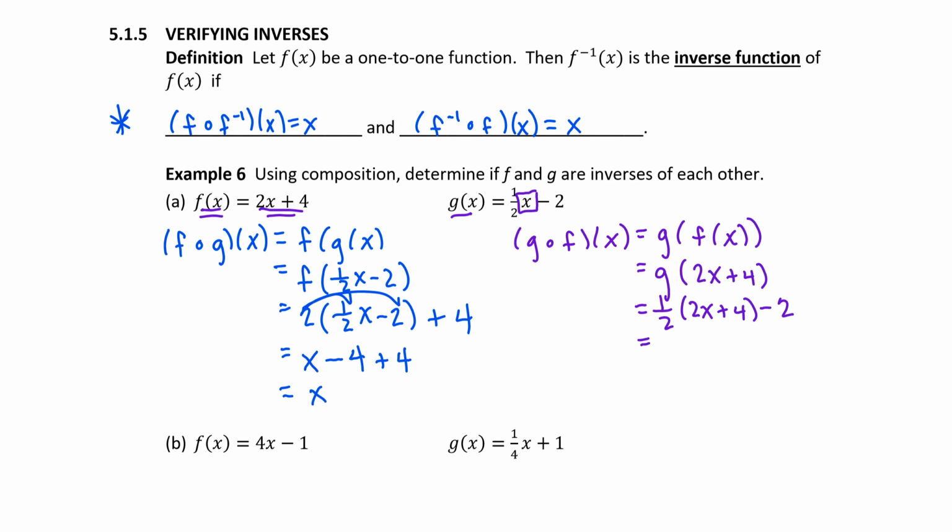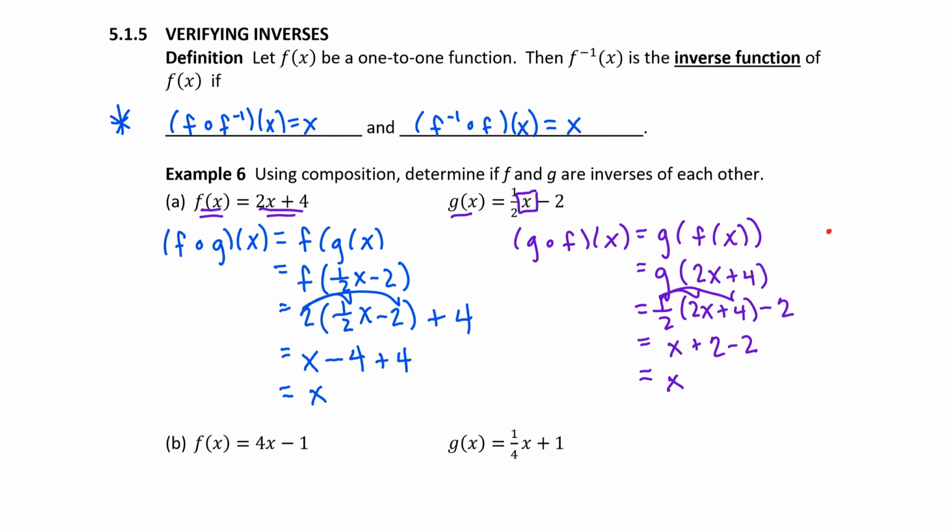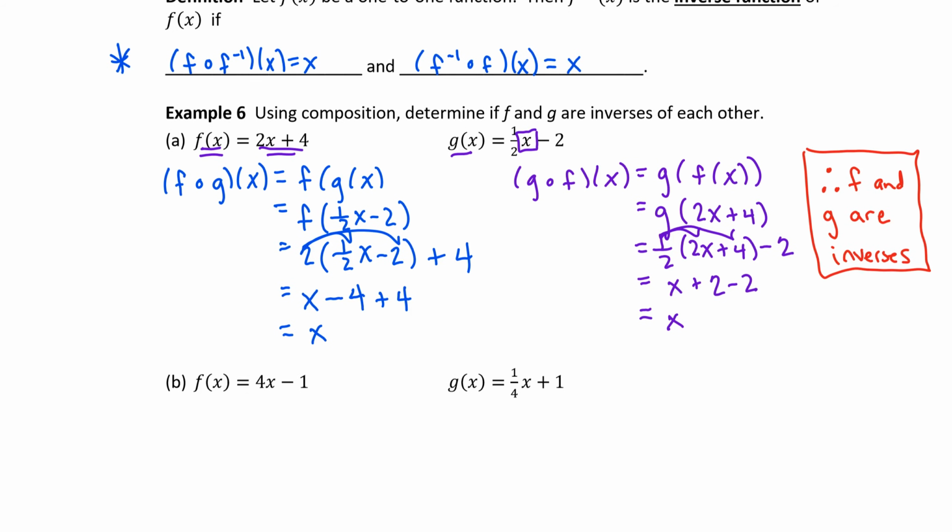Applying our distributive property, 1/2 times 2x is x, and 1/2 times 4 is 2. And then notice the 2 minus 2 cancels, and we get x. We can say, therefore, by the way, these 3 little dots mean therefore, f and g are in fact inverses. If I were to graph those two functions, I would see that they are reflections of each other across the line y equals x.